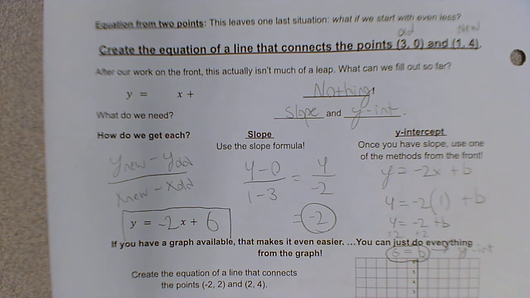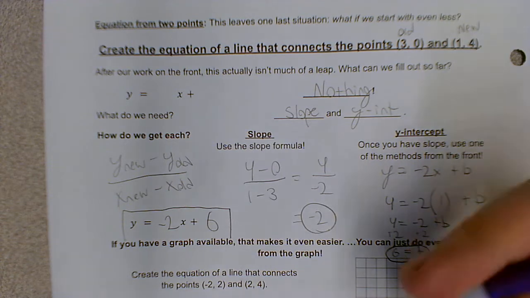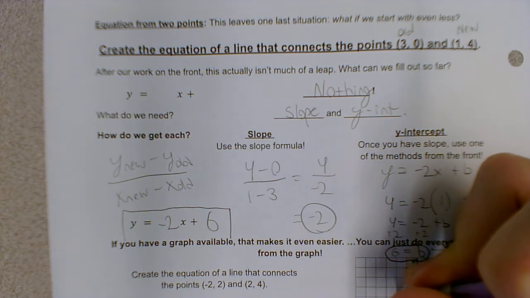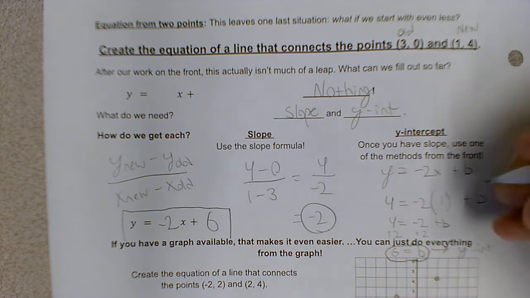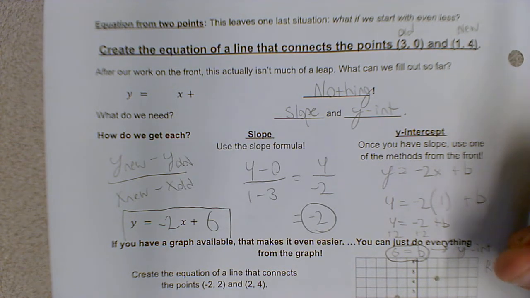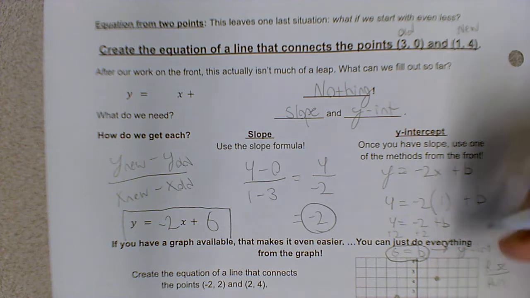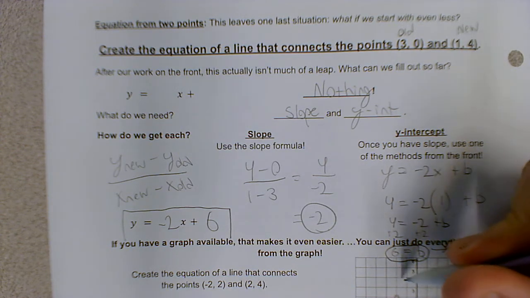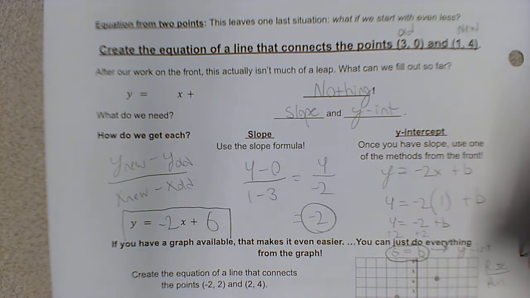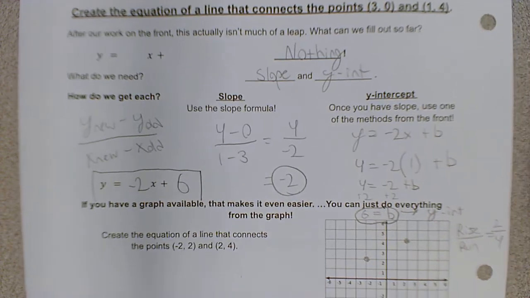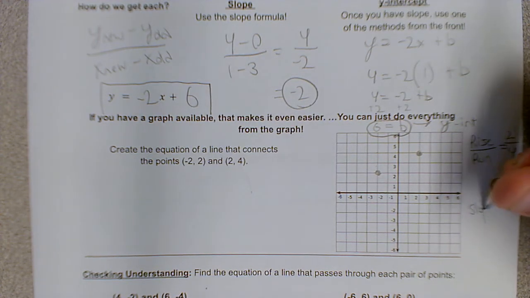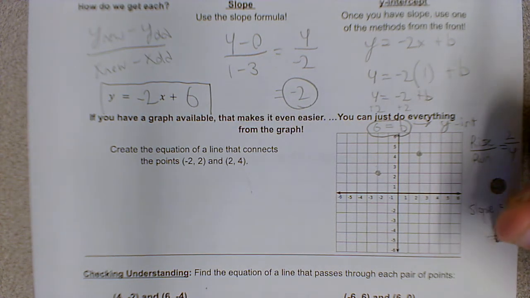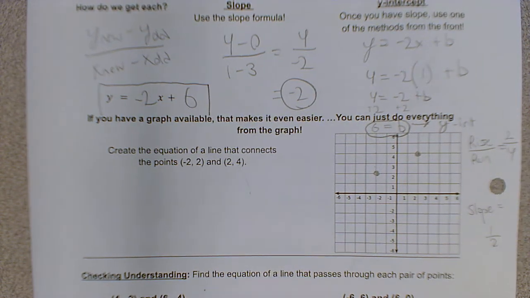I want you to create an equation of a line that connects the points negative 2, 2, and 2, 4. Okay, we're going to start with a rise over run, which is going to be up 1, 2 over 1, 2, 3, 4. 2 over 4. That means my slope is going to be 1/2, which is 2/4 reduced.